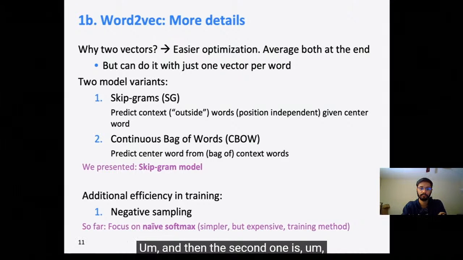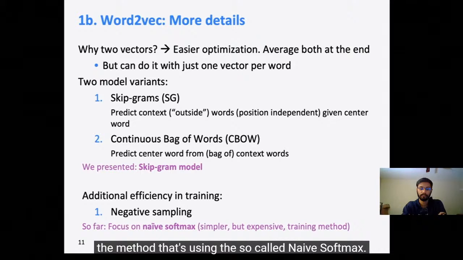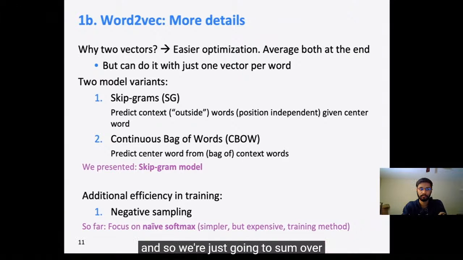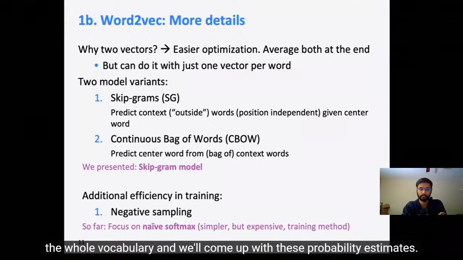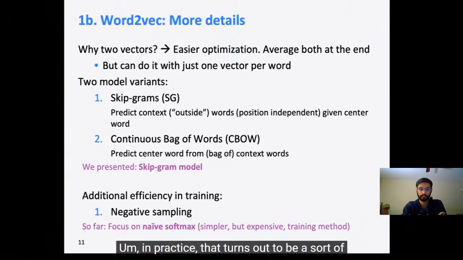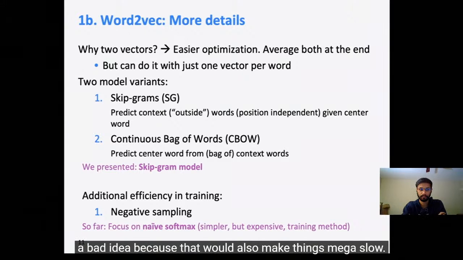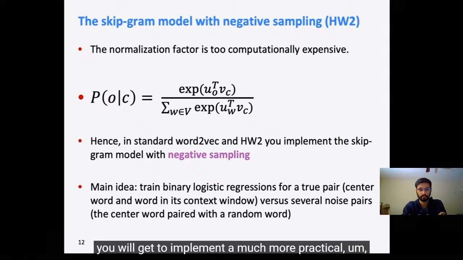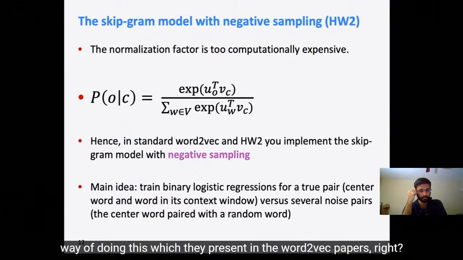And then the second one is the way I presented learning this was the method that's using the so-called naive softmax. So when we were wanting to work things out, we were saying, okay, we want probability estimates for the context words, and so we're just going to sum over the whole vocabulary, and we'll come up with these probability estimates. In practice, that turns out to be a bad idea, because that would also make things mega slow. So in homework 2, coming up next week, you will get to implement a much more practical way of doing this, which they present in the word2vec papers, right?